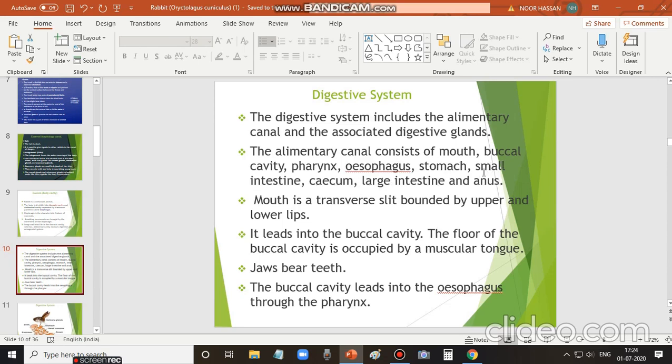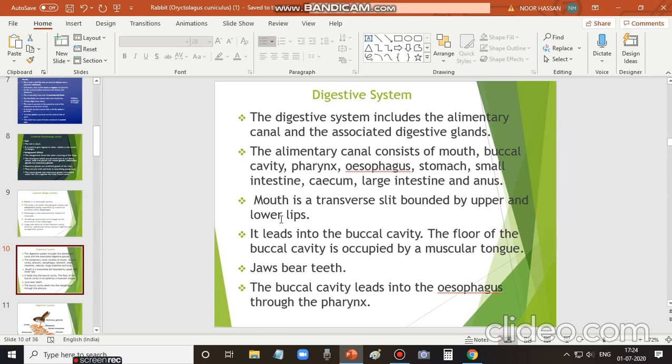These are the parts of the alimentary canal: mouth, buccal cavity, pharynx, esophagus, stomach, small intestine, cecum, large intestine, and anus. Mouth is a transverse slit bounded by upper and lower lips. So we will discuss one by one.